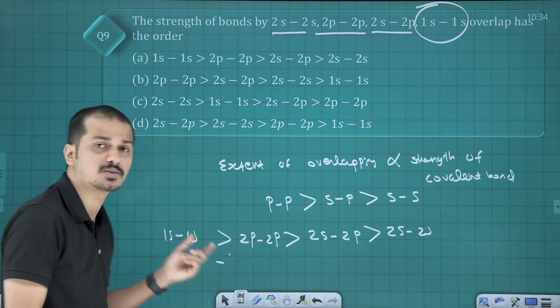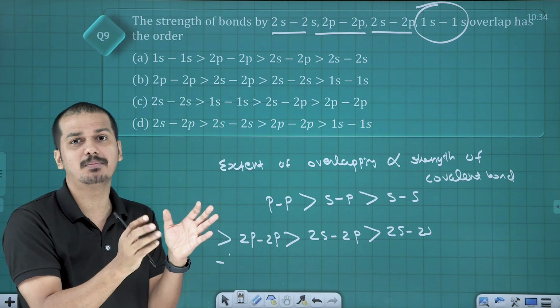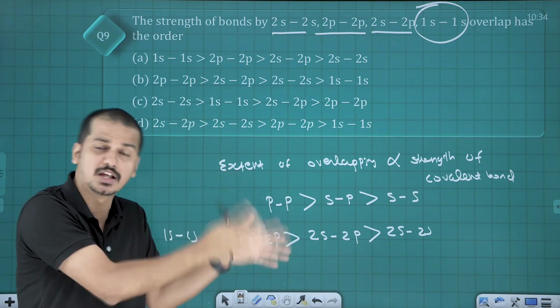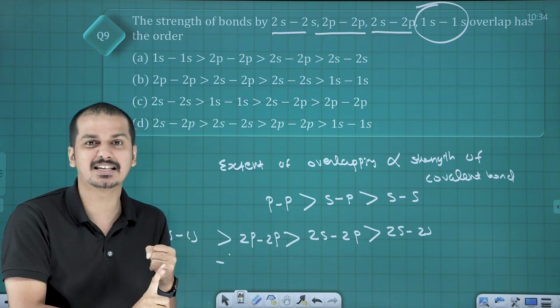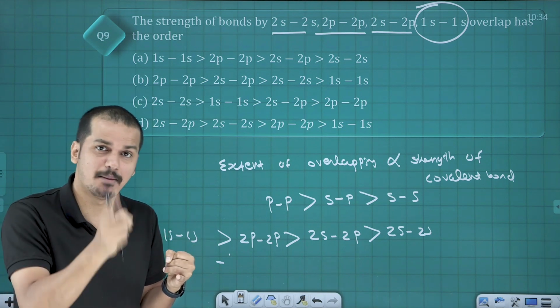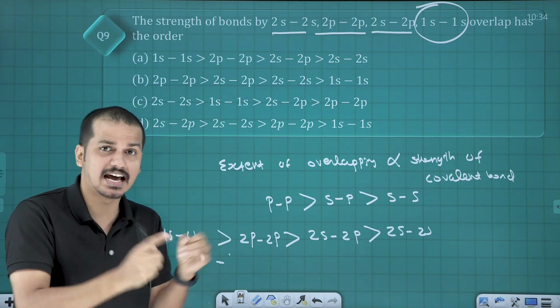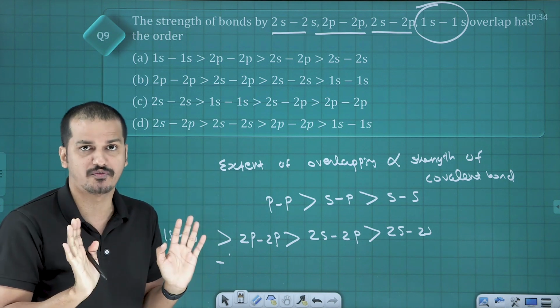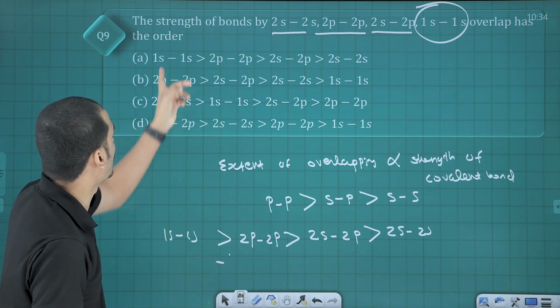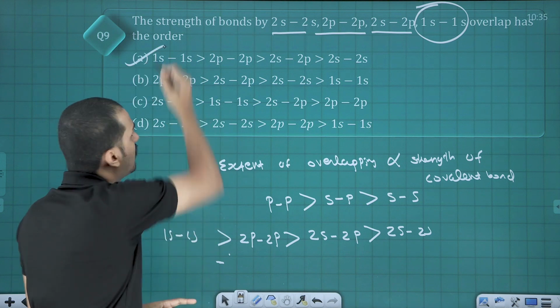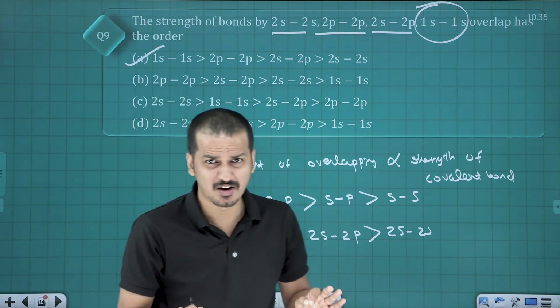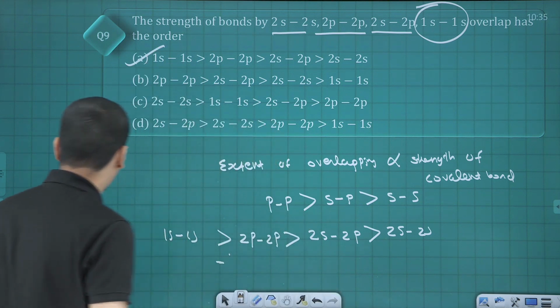Why does 1s come first? Because n equal to 1 is near to the nucleus, so overlapping will be more. So the lower n value means more overlapping. Then among the same n value, the directional overlapping will be more powerful. So the answer will be 1s 1s, then 2p 2p, then 2s 2p, then 2s 2s. Option A will come. Ready guys? Clear? Okay.